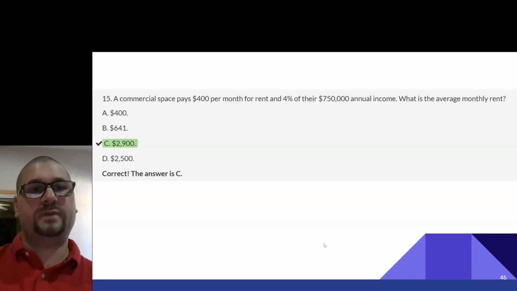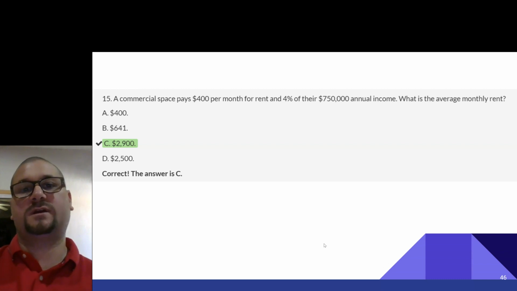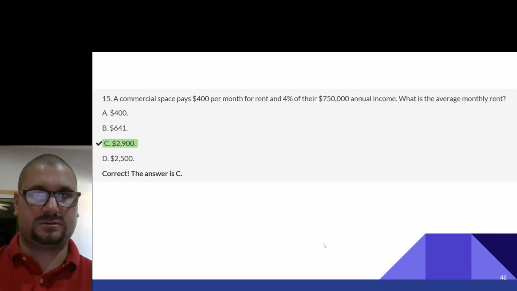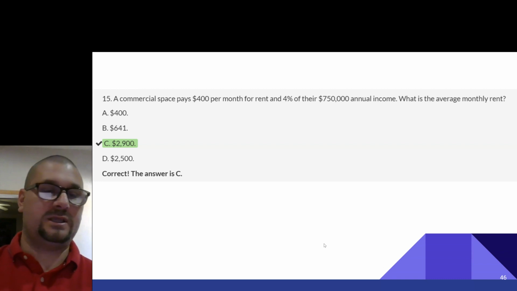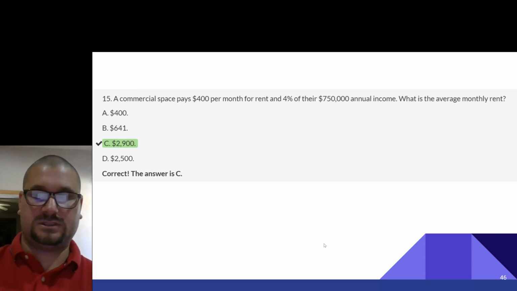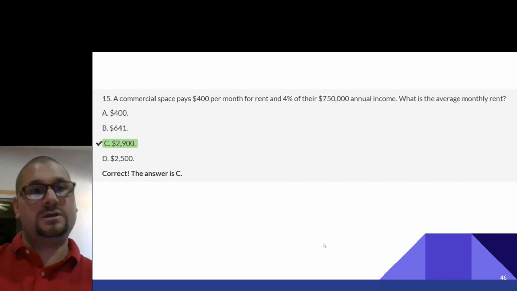A commercial space pays $400 per month and rents for 4% of their $750,000 annual income. What is the average monthly rent? It is Charlie, $2,900.